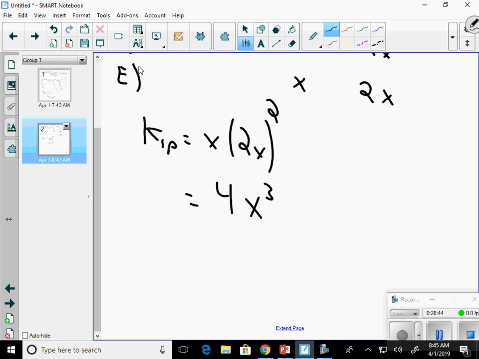And if you're given the KSP value, like we were at the beginning of the problem, 2.2 times 10 to the negative 20th, we could solve for X. Divide both sides by 4, take the cube root. I get 1.8 times 10 to the negative 7.